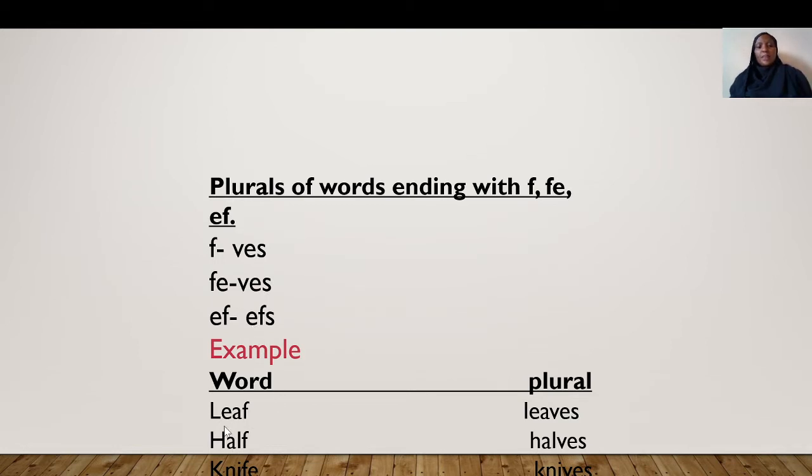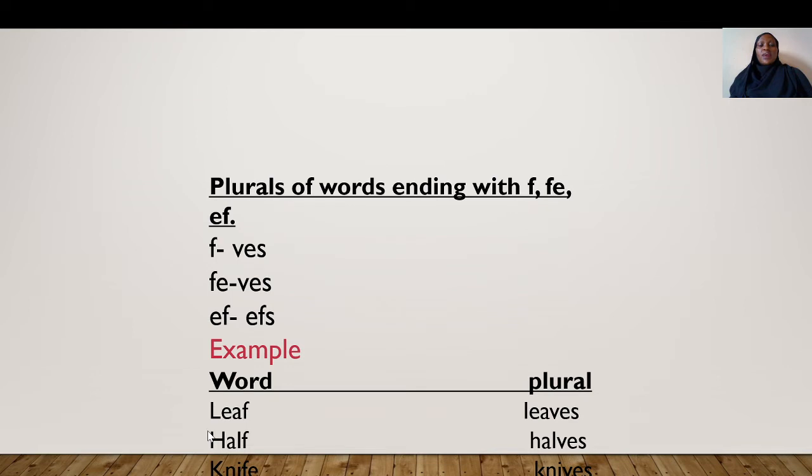For example, here I have the word leaf. How do you write the plural of the word leaf? Leaf ends with letter F. It becomes leaves, and we have changed letter F to VES. We have cut letter F, then you replace it with VES.